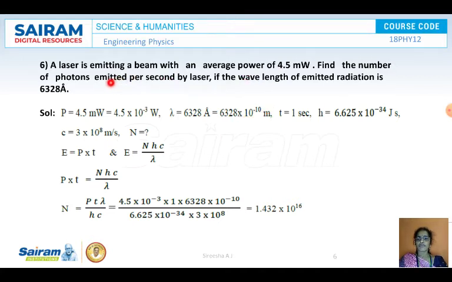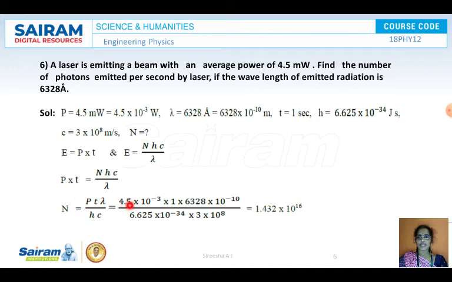What is being asked here? Find the number of photons emitted per second. So we take time is equal to 1. Value of H is known and C is known. As said earlier, E is equal to P into T. But here we also know that E is equal to NHC by lambda. So P into T is equal to NHC by lambda. Here we are asked to calculate the number of photons, so N has to be calculated. Bring this lambda to here. So N is equal to P t lambda by Hc.